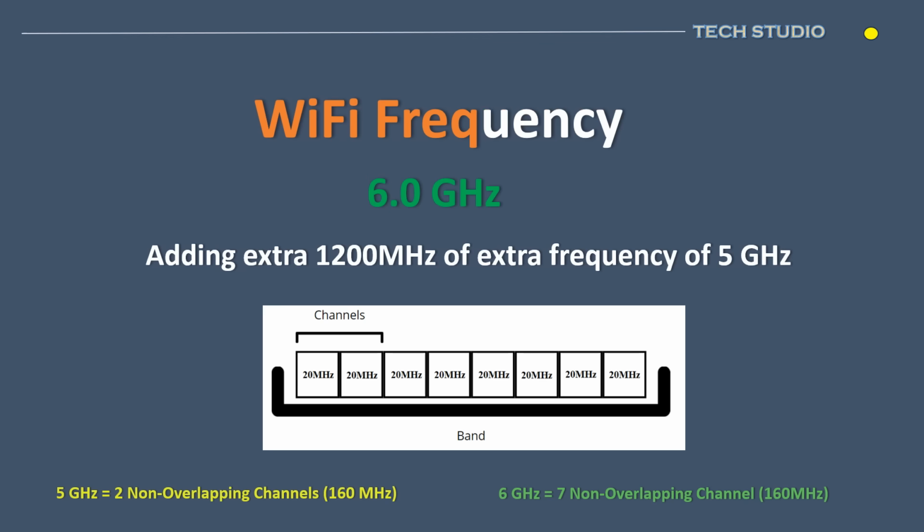In summary, the 2.4 GHz band offers longer range but limited non-overlapping channels, leading to increased interference. The 5 GHz band provides more non-overlapping channels and is commonly used in corporate settings. The 6 GHz band offers even more bandwidth and non-overlapping channels, making it a promising choice for advanced Wi-Fi standards and high-speed, interference-free wireless networks.